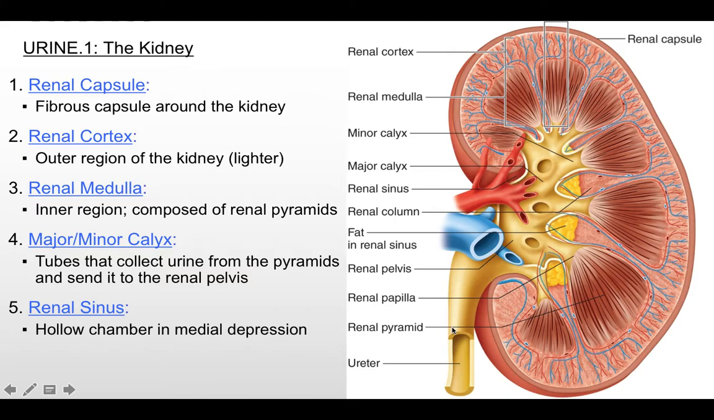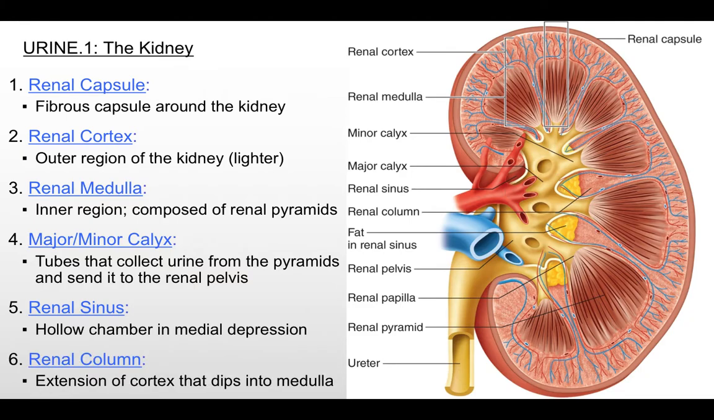The renal sinus is a hollow chamber here in this medial depression. Kidneys are not round organs. They have a kidney bean shape to them. And so this depression in here contains a hollow chamber known as the renal sinus. Lastly, on this slide, the renal column are the small spaces that exist in between renal pyramids. They appear the same size as the renal cortex.